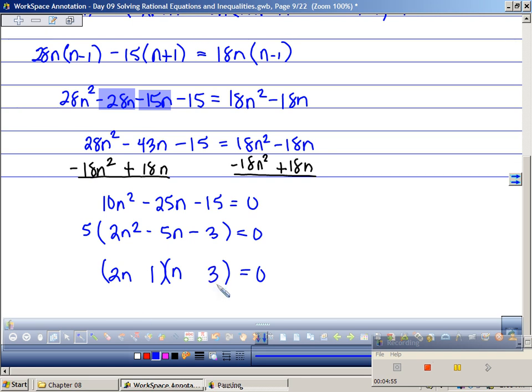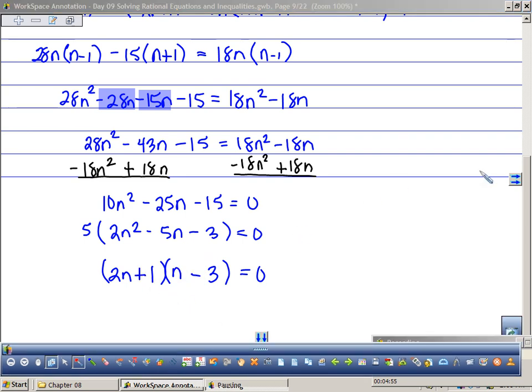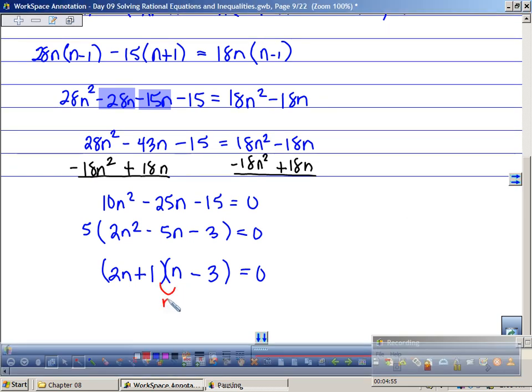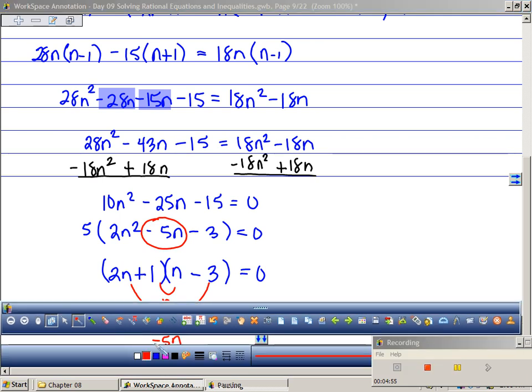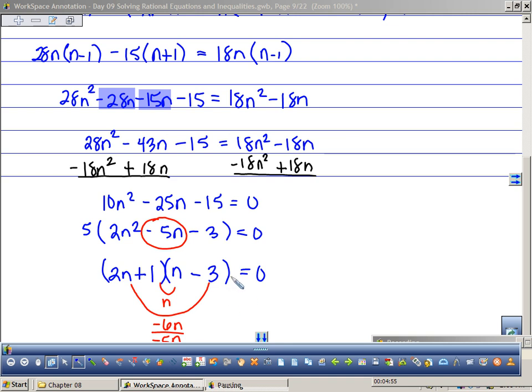1 and 3. Is that going to work? If I make this one negative and this one positive, I can do my rainbows and checks. Right, Matt? Rainbows and checks, remember that? And negative 6n makes negative 5n. That's what I needed, right? Not done yet. We're not done yet, though.